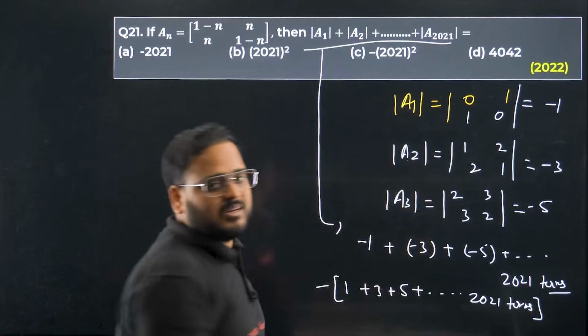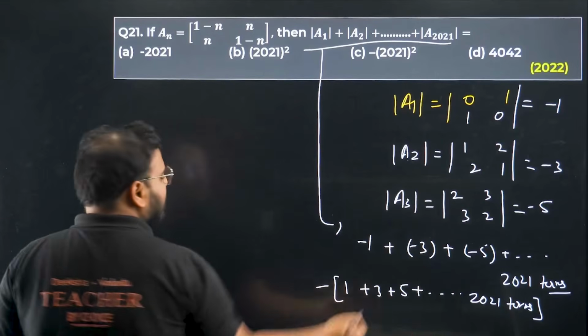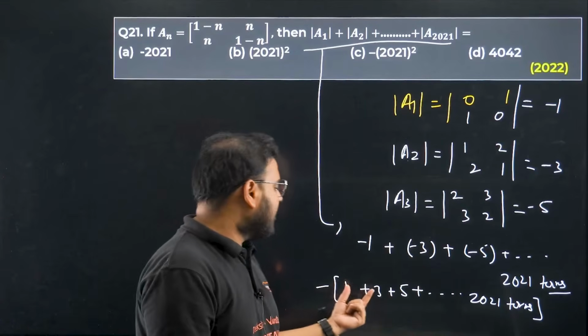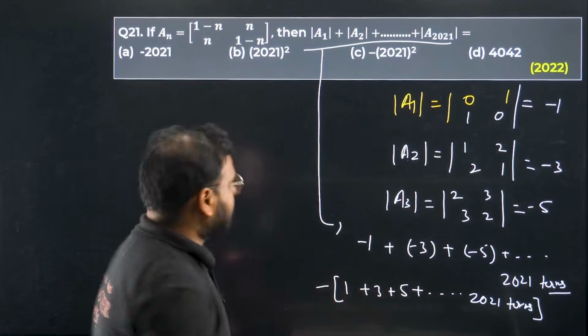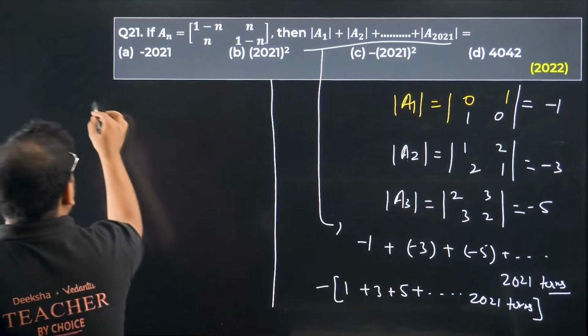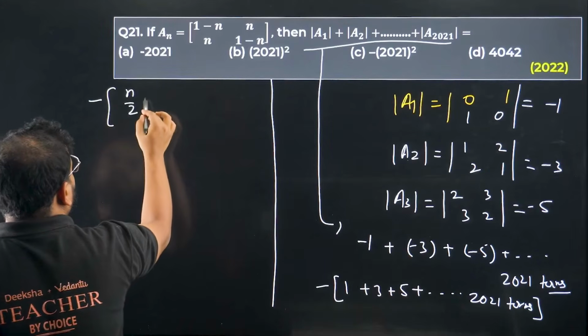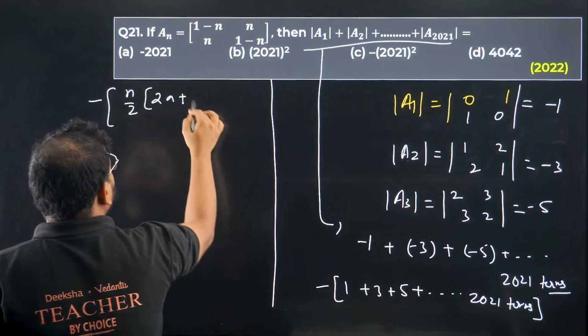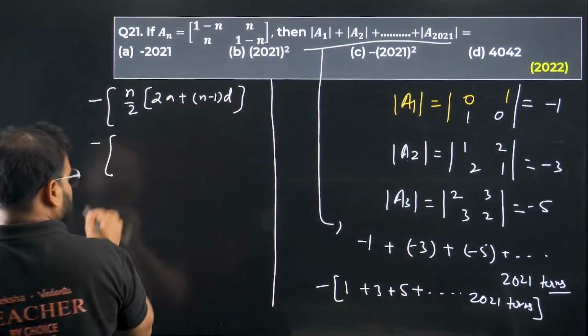I'm not writing the last term, okay? I'm just writing 2021 terms. Great. Now this is nothing but your AP. First term is a, common difference is 2 and your number of terms is 2021. So let's find the sum of this. It'll become n by 2 times 2a plus (n minus 1) times d. Use it over here.